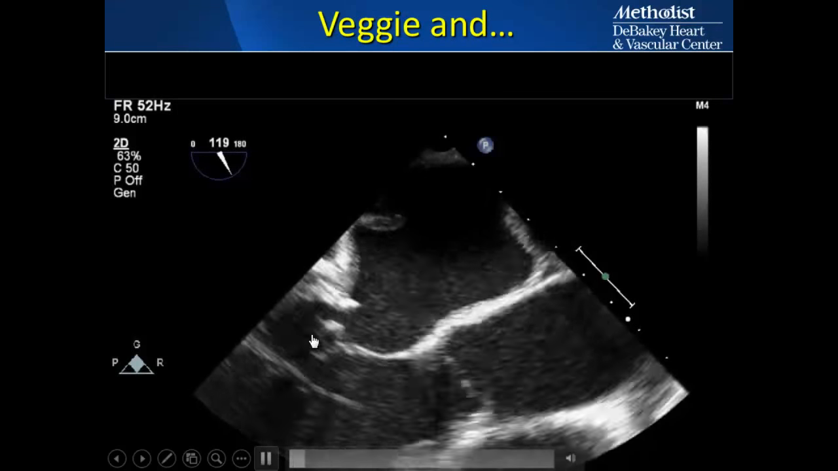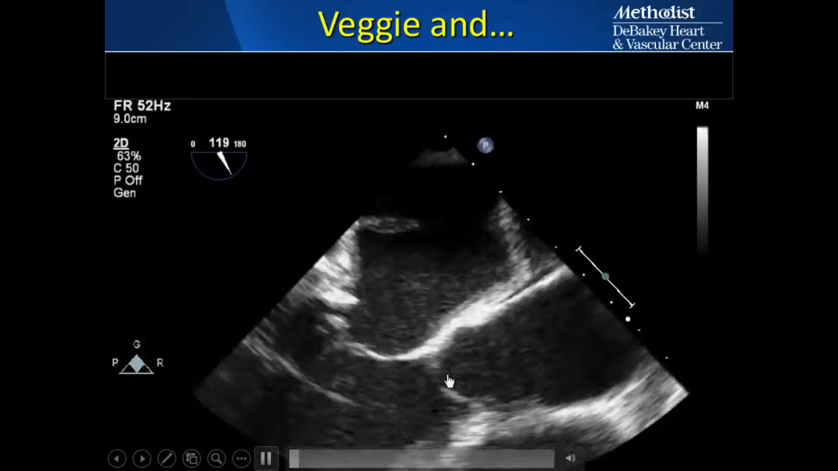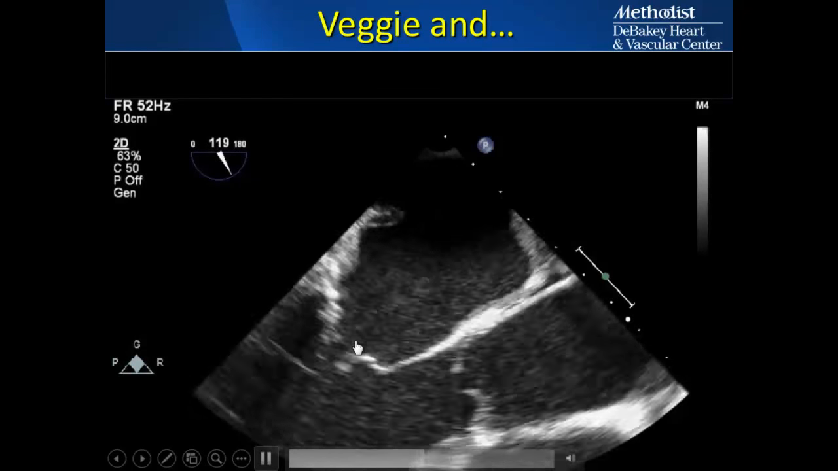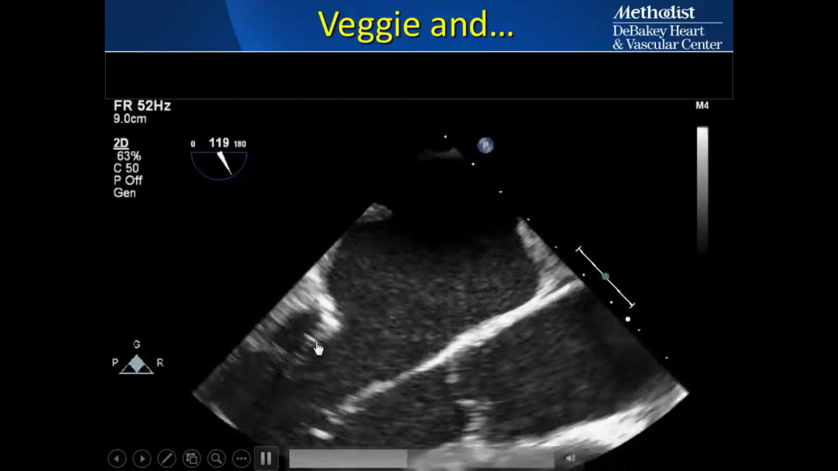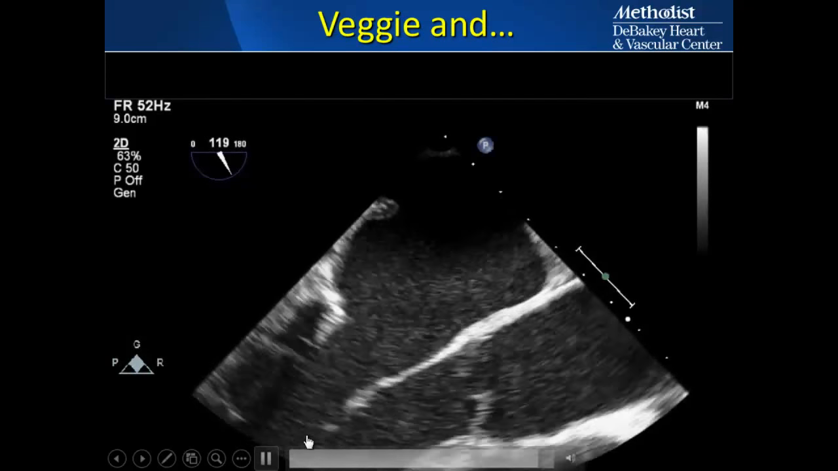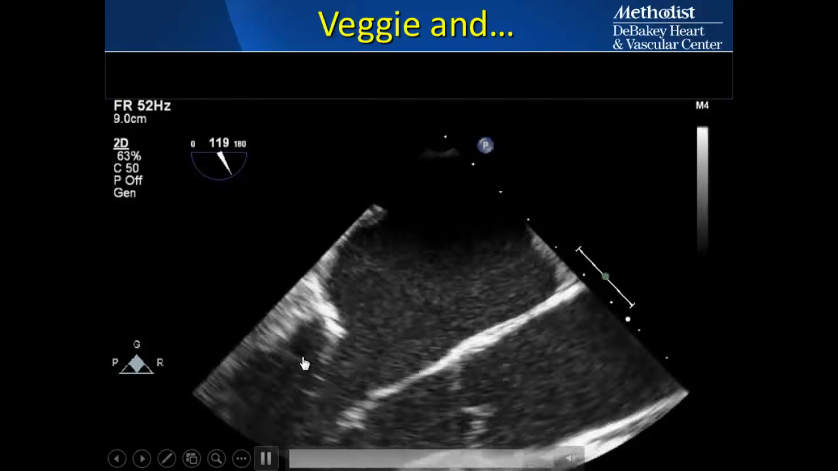But what's clearly abnormal, if you look at the base of the posterior leaflet, there's a defect, and that's before you turn color on. So even without putting on color, you look at this image and you suspect you've got what appears to be a disruption of the base of the posterior leaflet with a little mobile thing, and maybe even some abnormality here on the underside of the leaflet.